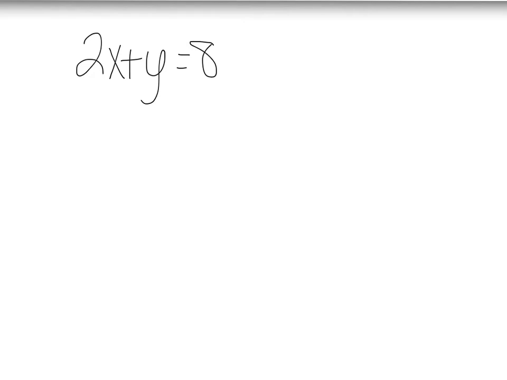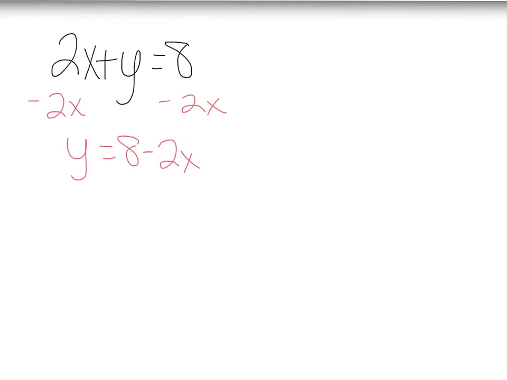We solved for y. Okay, how am I going to solve for y? Subtract 2x from both sides. So I get y equals 8 minus 2x. As long as I have y all by itself on the left-hand side, that's all I need. Now I can go ahead and make my table.